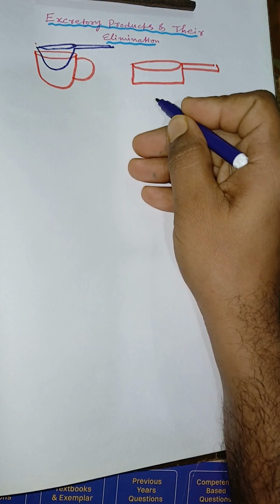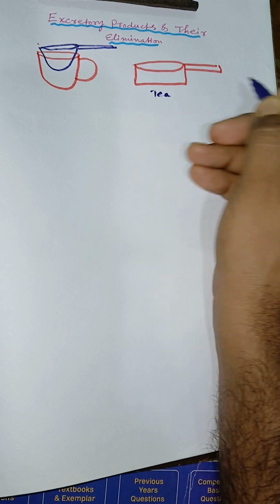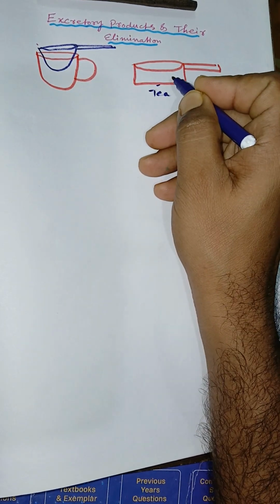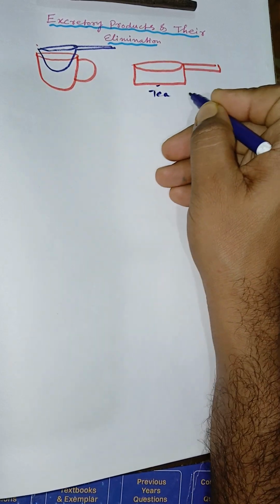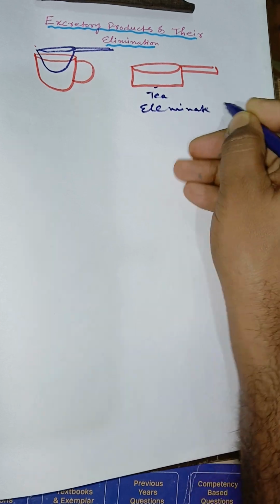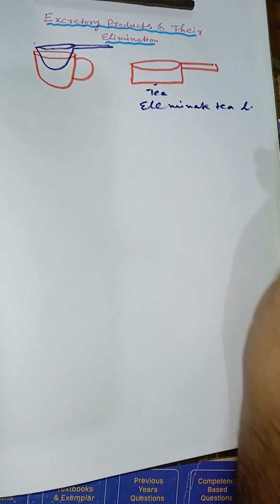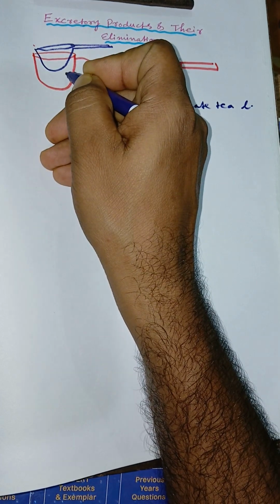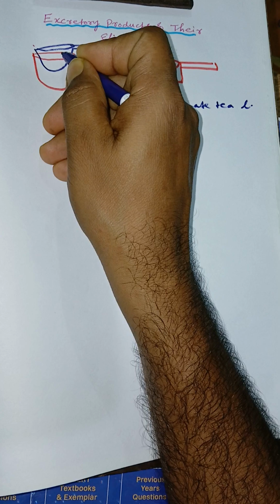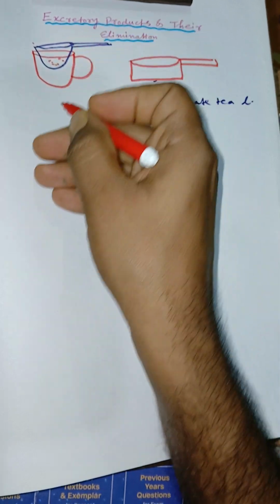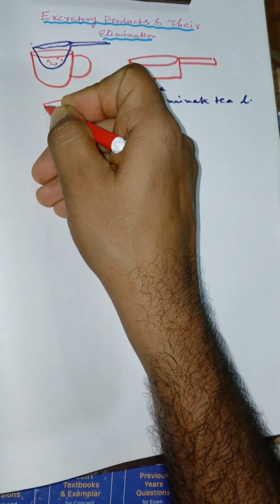Students, all of you know when tea is prepared at your home, before drinking the tea, you eliminate the tea leaves. We use a strainer and pour the tea through it, and the tea leaves are excreted out, eliminated. Yes or no? The tea leaves are stored here and we get the pure tea.